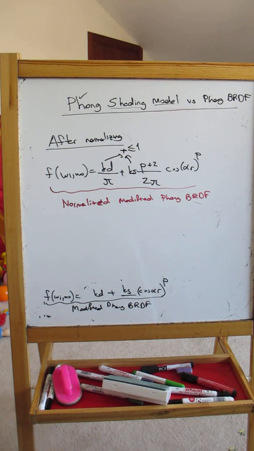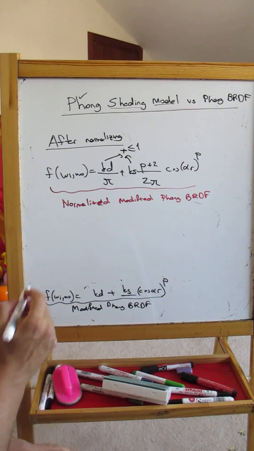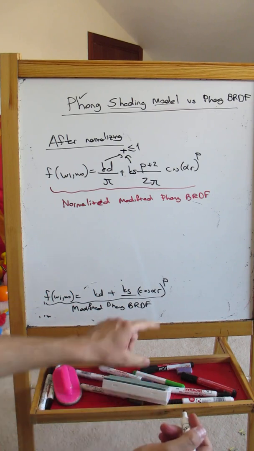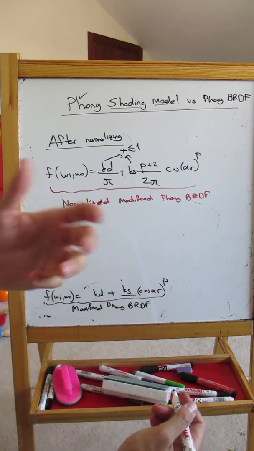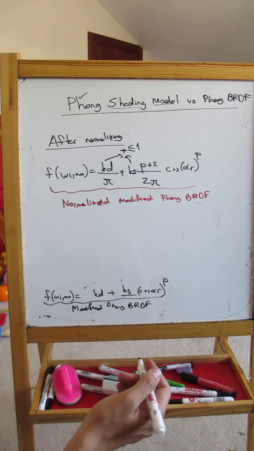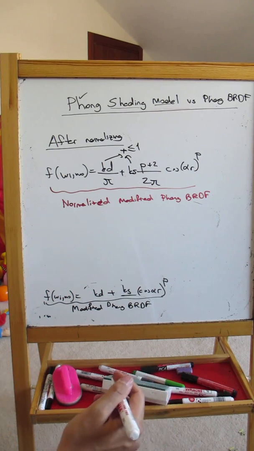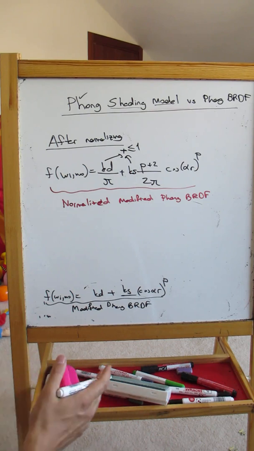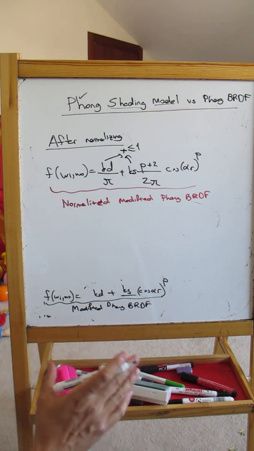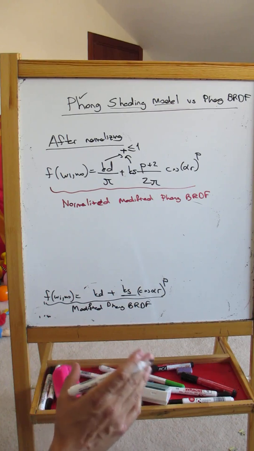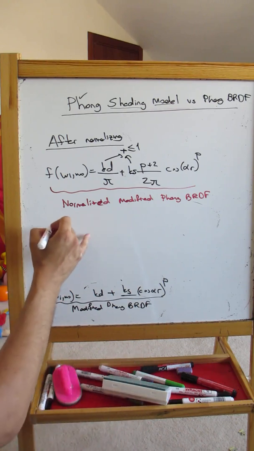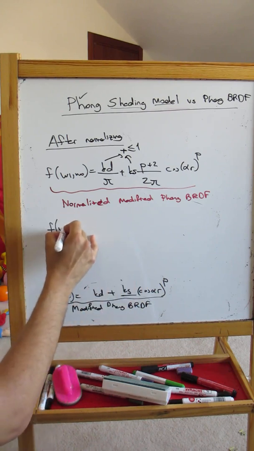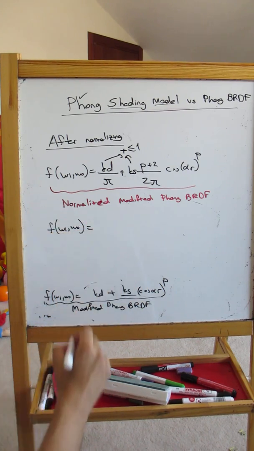Now, how about the Blinn-Phong BRDF? If you want to compute the modified Blinn-Phong BRDF, instead of using alpha r, you are going to use alpha h, the angle between the half vector and the surface normal. I don't want to do the full derivation here, but by using the same approach of normalization, the modified and normalized Blinn-Phong BRDF is equal to the following.